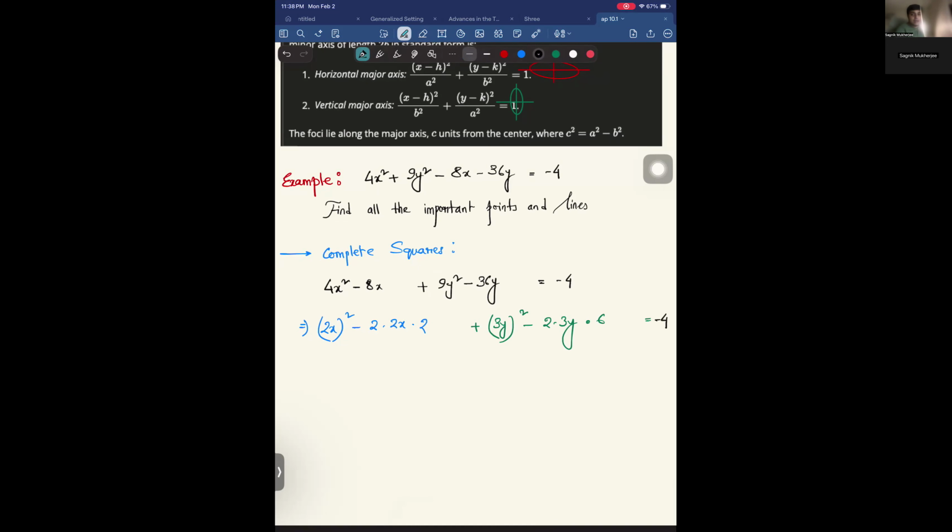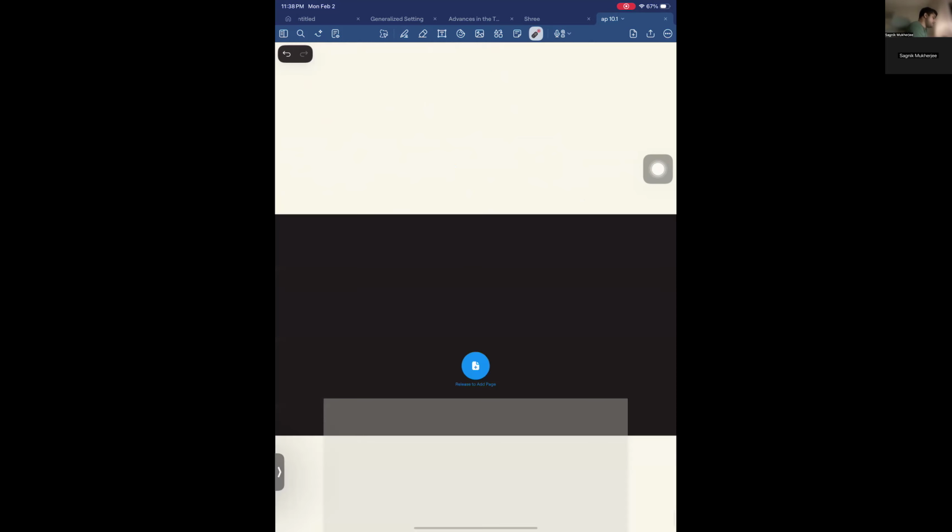There's a reason I'm writing in a way. I'm going to use the fact that a squared minus 2ab plus b squared is equal to (a minus b) whole squared. That is why I broke 4x squared minus 8x and all these things in such a manner.